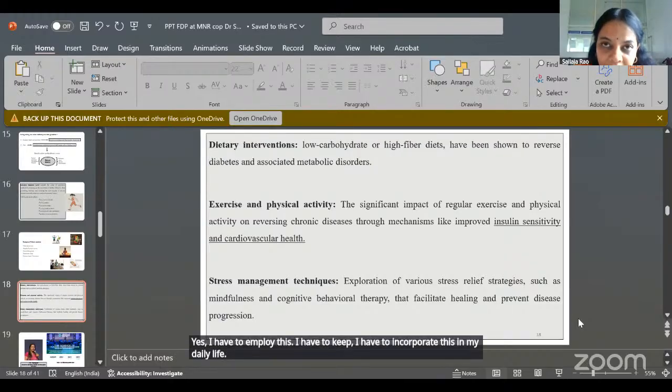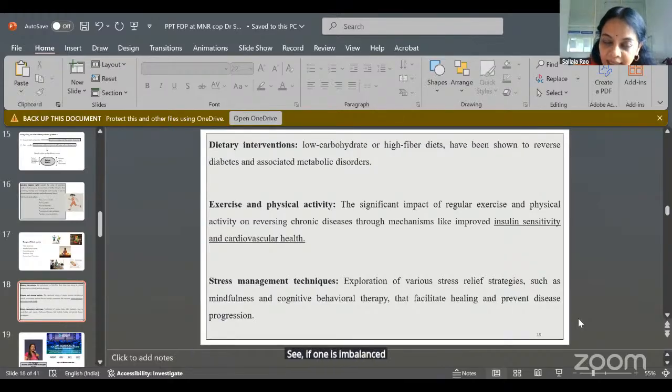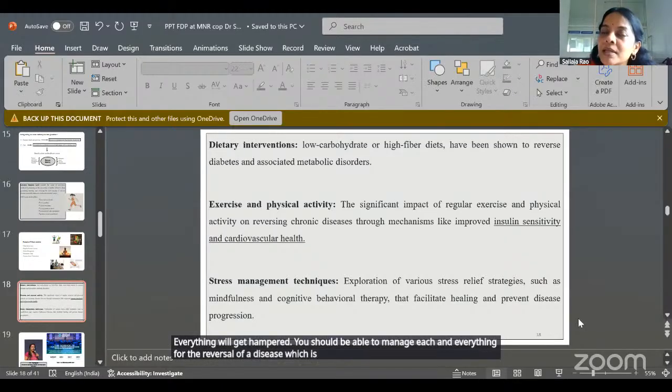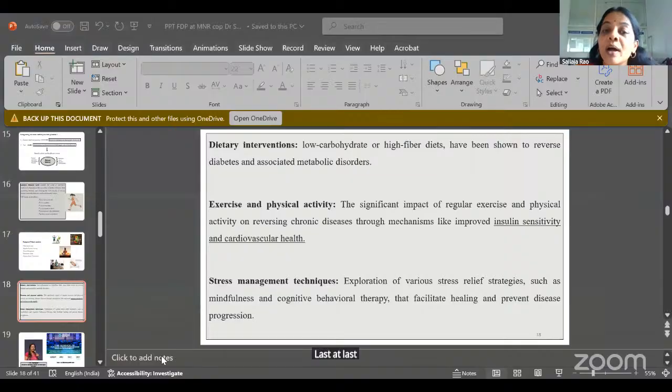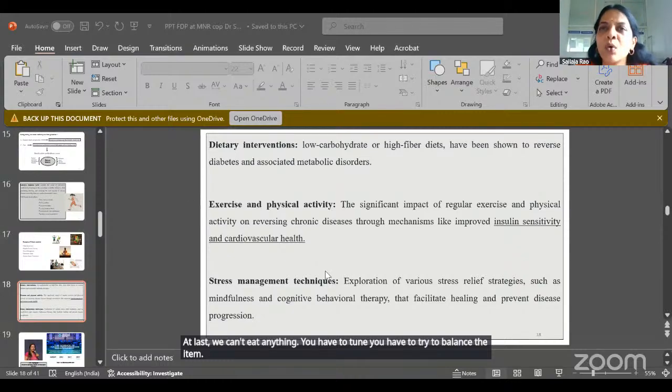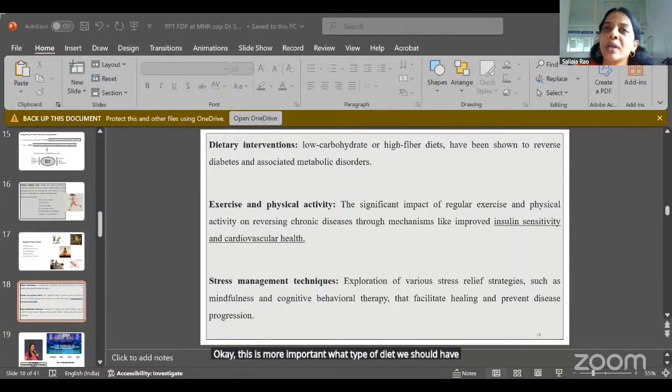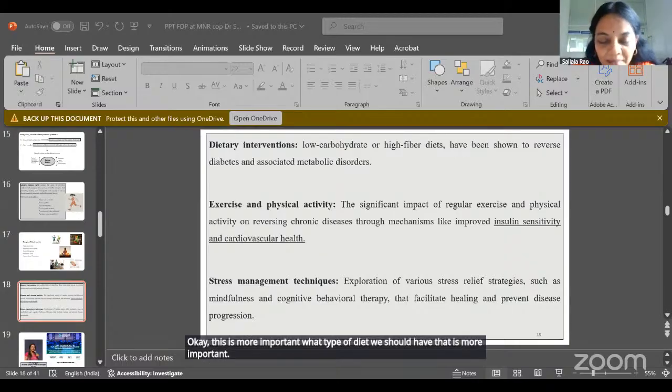See, if one thing is imbalanced, whether it is physical activity, diet or stress, everything will get hampered. You should be able to manage each and everything for the reversal of a disease, which is mandatory. Though his weight was under control with the diet, how long can he control everything? If we cut down, at last we can't eat anything. You have to try to balance the diet. This is more important: what type of diet we should have. Then, next slide.